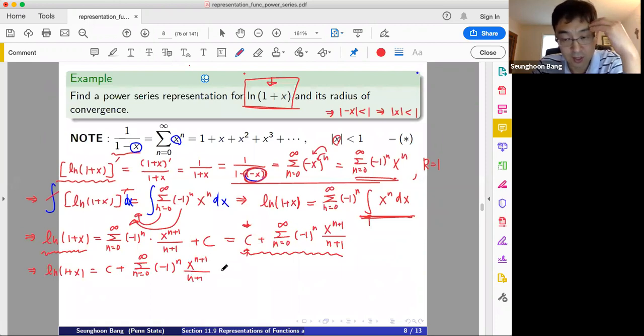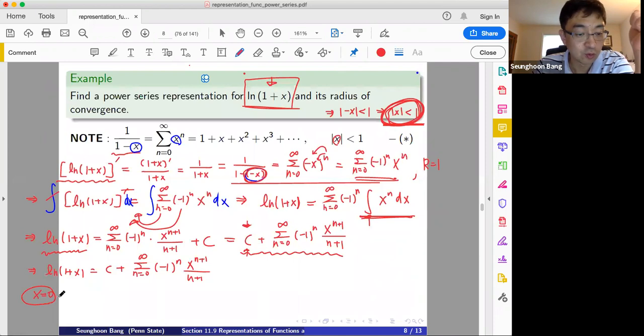Oh yeah, you're right. You plug one number into x and find c. What are the possible x values? We have any number between minus 1 and 1. This is the radius of convergence. You can choose any number between minus 1 and 1. The 0 is the easiest one, right? You can choose x equal to 0. So you only put x equal to 0 into x.